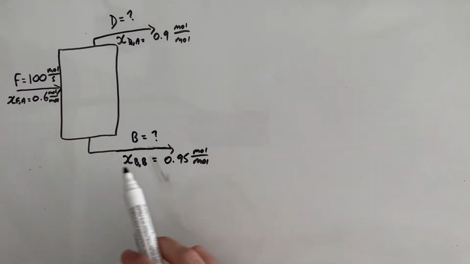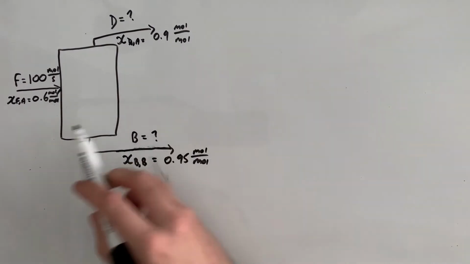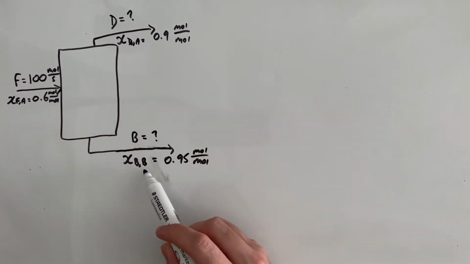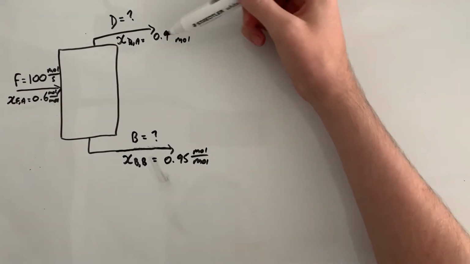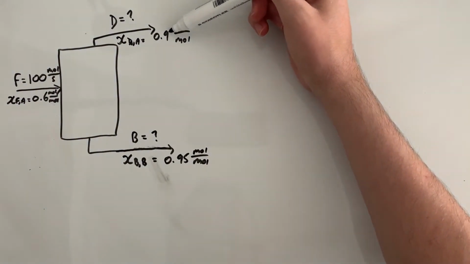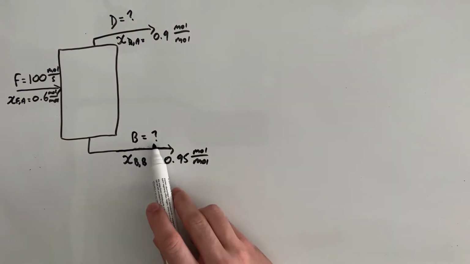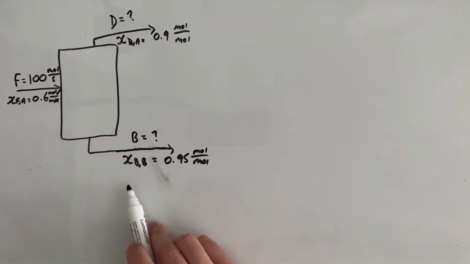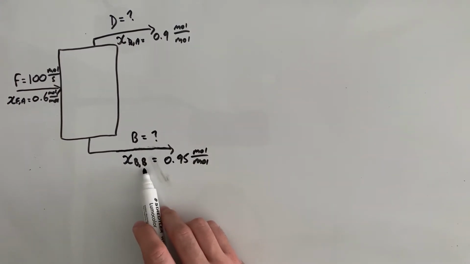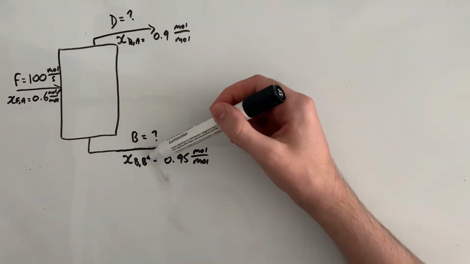Today we're going to be considering an example based around a distillation column unit, and the objective of this unit is to separate species A from species B, and we can tell this from the fact that in our distillate D we have a 0.9 mole per mole fraction of A, and in our bottoms product B we have a 0.95 mole per mole fraction of our component B. So we're trying to separate A from B.